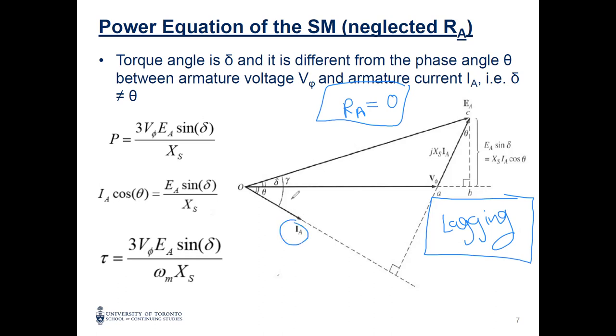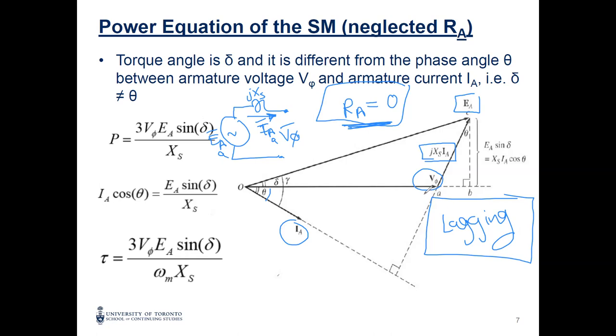Okay, IA is the current, this is the angle, and this is the voltage. Because you assume that RA is zero, between E and V it's only jXS IA, if you remember from the equivalent circuit. This is the V phase, this is the E, and this is jXS, and you have a current, I or IA, armature. E or EA, sometimes we write it in small or capital, it doesn't matter. You can call it armature or just the current. The voltages here are AC phasors, with magnitude and angle. So you add this, and you will have the E.